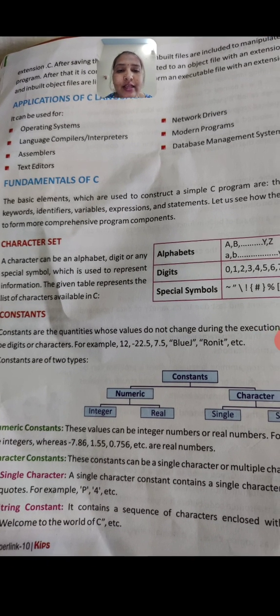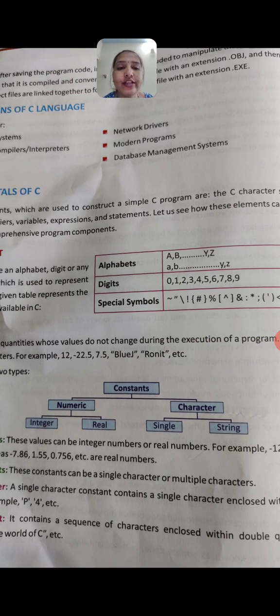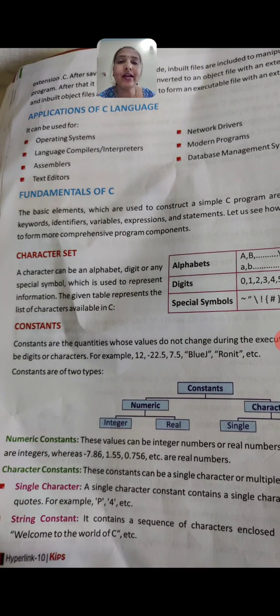Before going to that, I will explain again what we mean by constant. Constants are quantities whose values do not change during the execution of a program. For example, as I told before, a equal to 2. We have given the value of a, and throughout the whole program it will be 2 only. The value will not change throughout the execution of the program. For that we call it a constant. We can see the types of constants one by one.